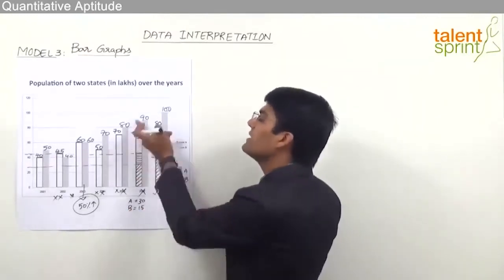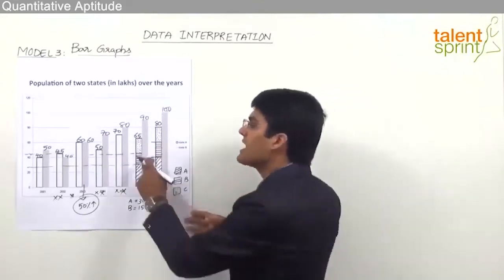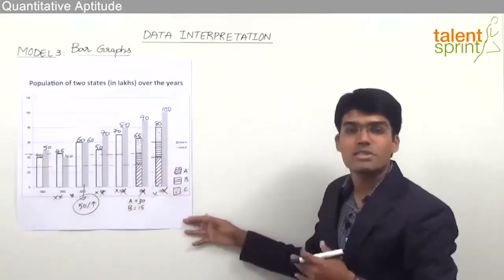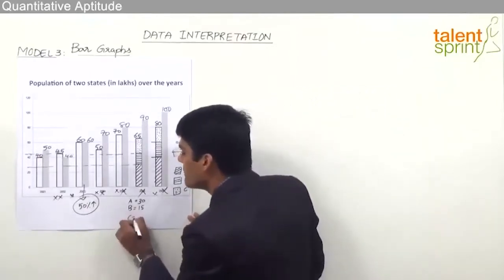And then the remaining length of the bar will be for C. So it starts from 45 and goes up to 65. So 45 to 65, the length is 20. So we can say that C will be equal to 20 lakhs.